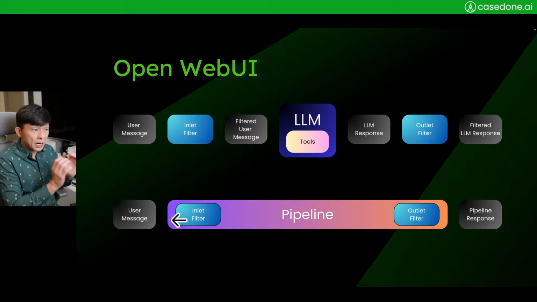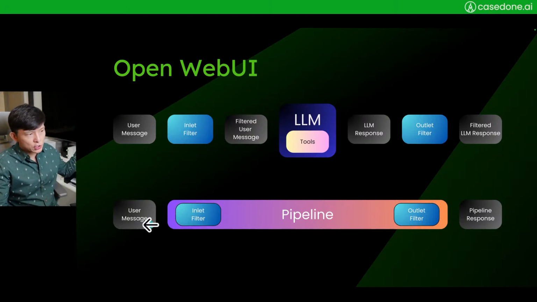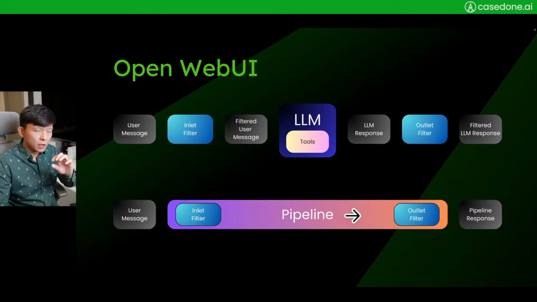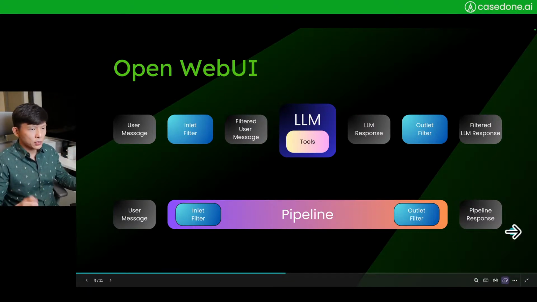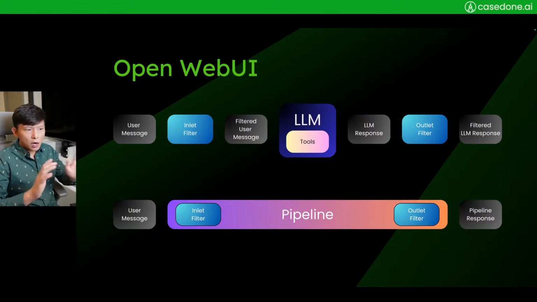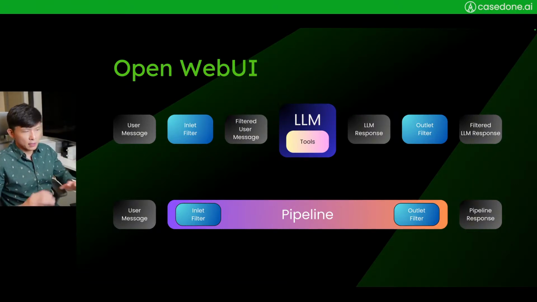When you enable the pipeline, it will inject the user message directly into the pipeline. You can process it, and it will go through a lot of functions or a lot of things that you define inside the pipeline, and you'll get a response back. So yeah, it's a God Almighty extension for Open WebUI.